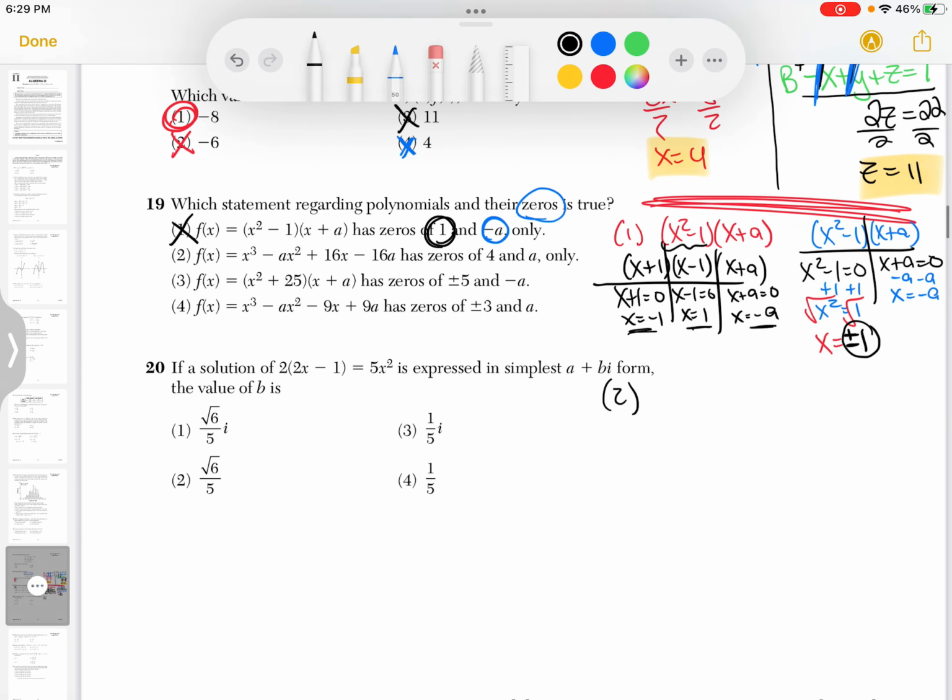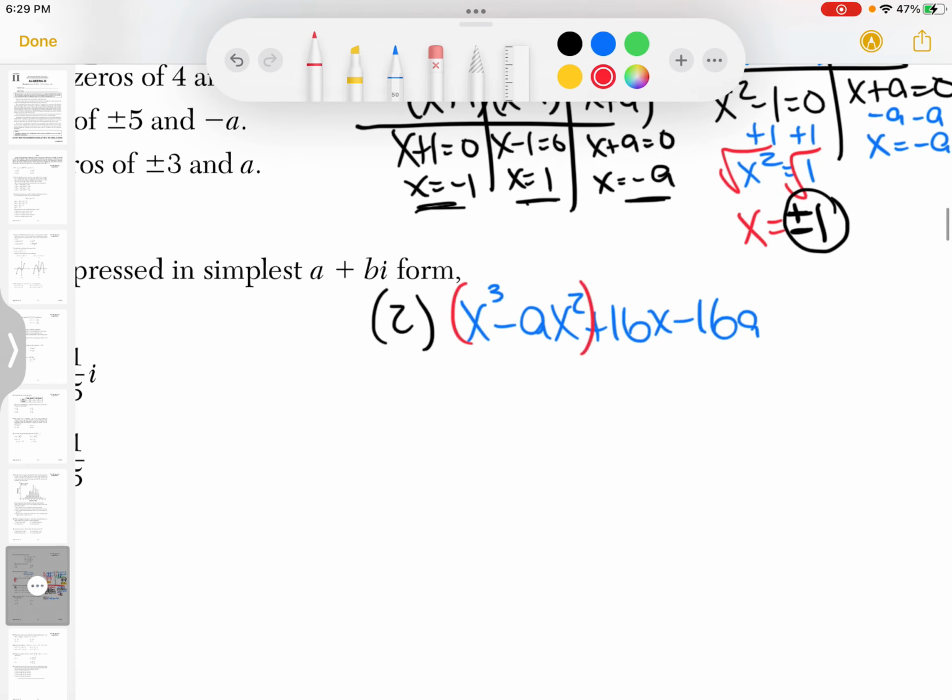Okay, choice 2 says x cubed minus a x squared plus 16x minus 16a has zeros of 4 and a. This one is very clearly not in factored form. There's not even any parentheses, so that means that one needs to be factored first. So off we go. It is x cubed minus ax squared plus 16x minus 16a. I have 4 terms, so that means I'm going to have to use grouping. So I group each of them.